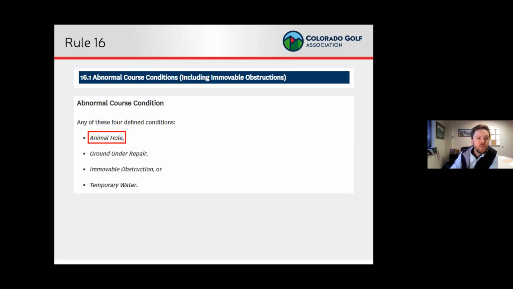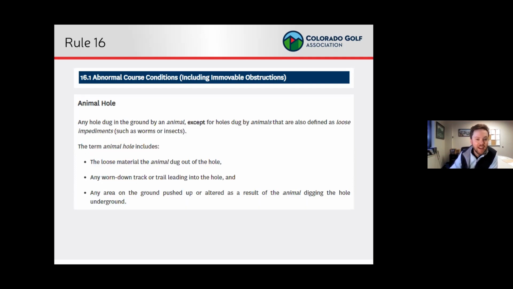An animal hole is any hole dug in the ground by an animal, except for holes that are dug by animals that are also defined as a loose impediment, such as a worm or insect. The term animal hole includes the loose material the animal dug out of the hole, any worn down track or trail leading into the hole, and any area on the ground pushed up or altered as a result of the animal digging the hole underground. So essentially, this is anything the animal did to build the hole or create the hole, any dirt or surface of the earth that's been altered by an animal creating a habitat or a hole.